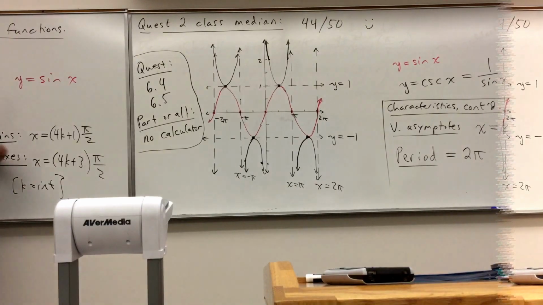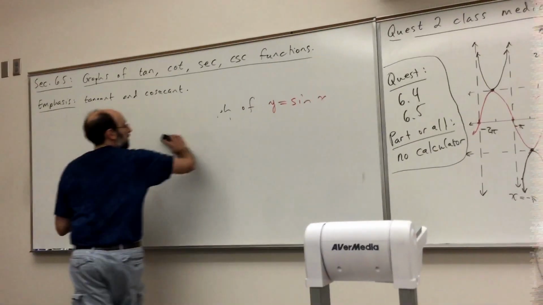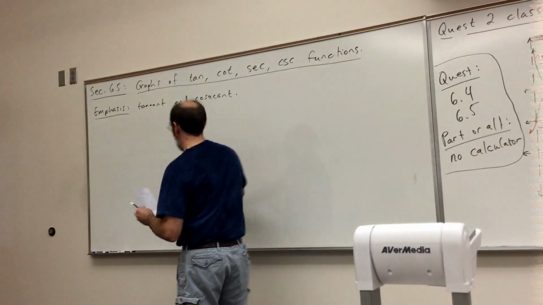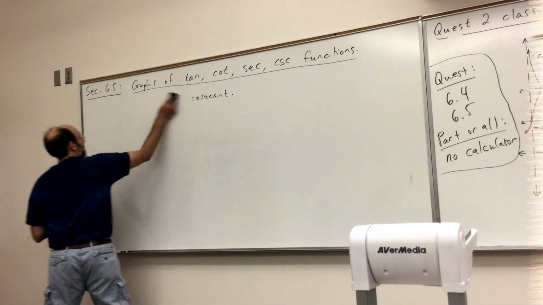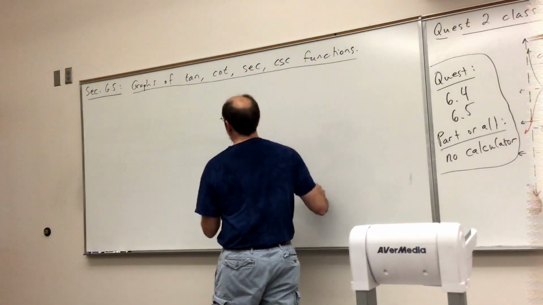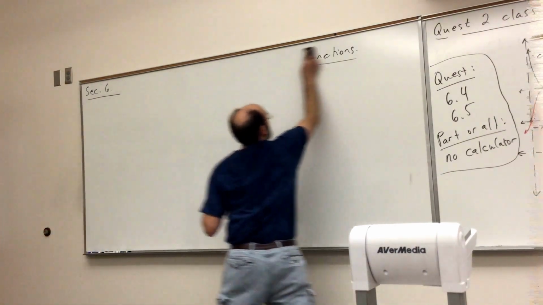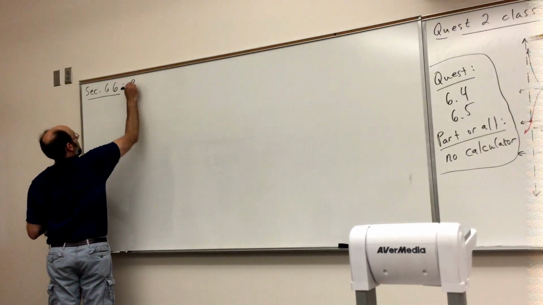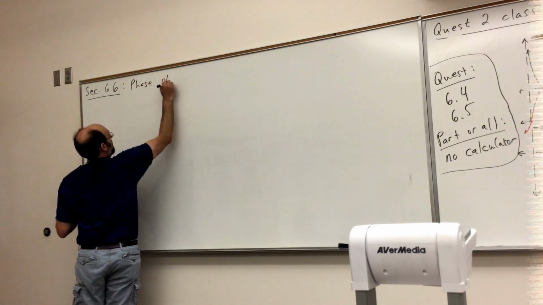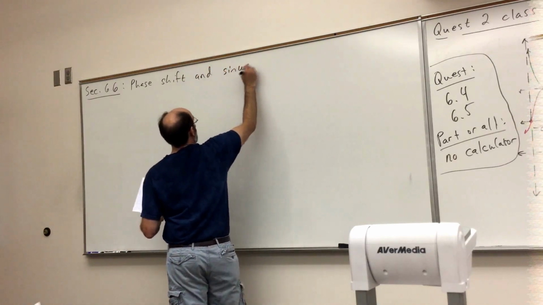So section 6.6 is about sinusoidal regression or curve fitting. And we're going to also talk about horizontal shifts of sinusoidal graphs. Those are a bit confusing, to say the least. So 6.6, phase shift and sinusoidal regression.